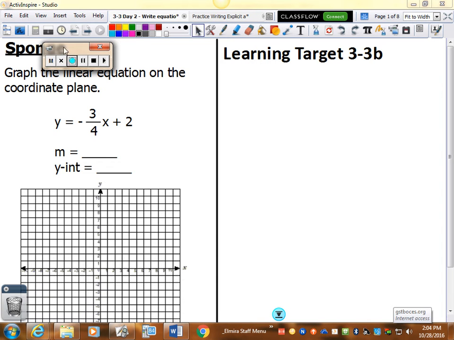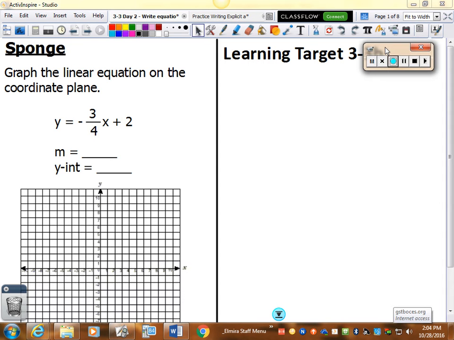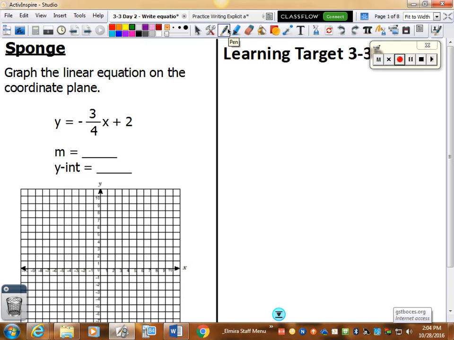Hey guys, so I'm going to actually do the sponge because it leads us right into our learning target for this video. Okay, we got y equals mx plus b. Our m is negative 3/4. The negative tells us we're going to go down, and the 4 we're always going to go to the right. Guys, I really can't emphasize enough writing these directional words next to your slope fraction, because it's like a foolproof way of making the correct dots and going the correct direction.